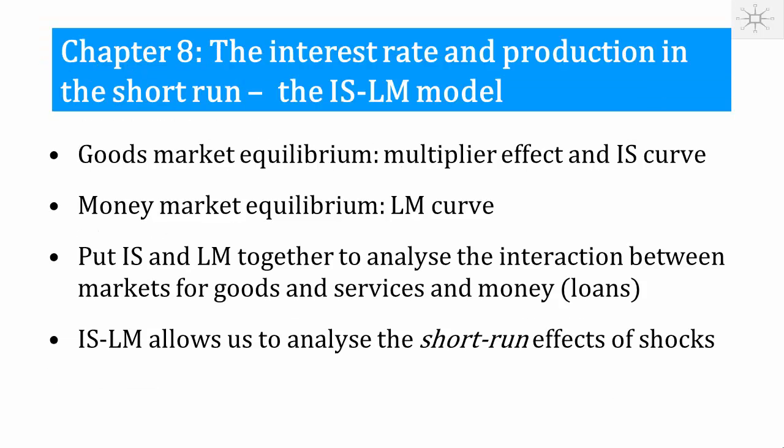So, chapter 8, the interest rate and production in the short run, the IS-LM model. In this chapter, we look at the goods market equilibrium, and we discuss the multiplier effect and the IS curve, which describes the relation between the interest rate and the level of demand in the economy. Then we look at the money market equilibrium and the LM curve, which describes the relation between the level of production in the economy and the interest rate that you get in the money market.